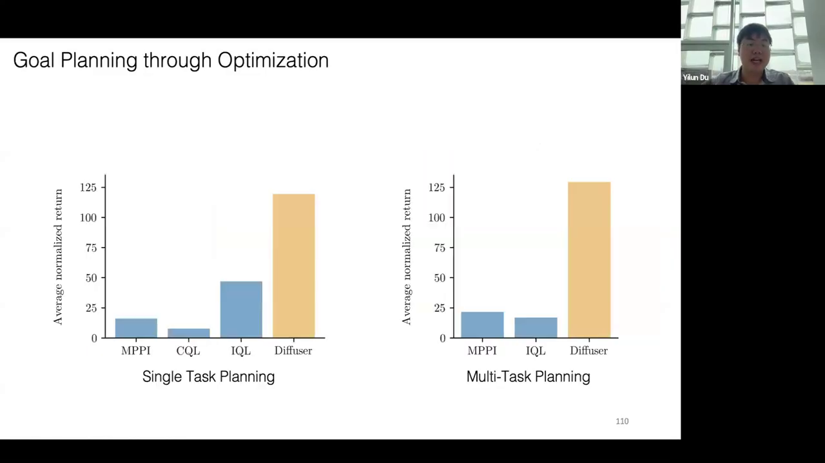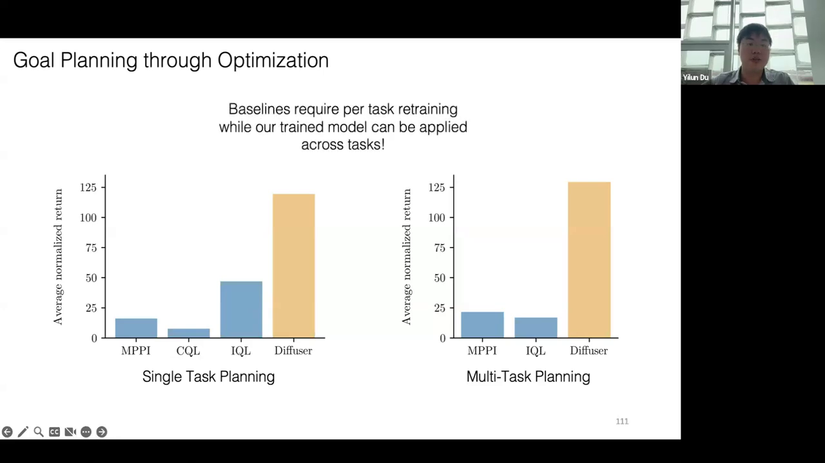And what we find is that this type of planning allows us to substantially outperform baselines while requiring no task retraining. So this model requires no training at all and is directly able to zero-shot solve all these tasks.